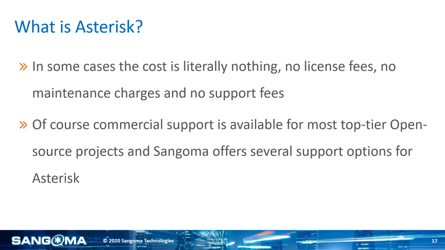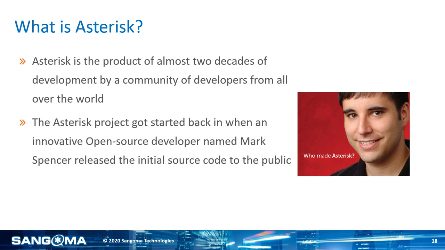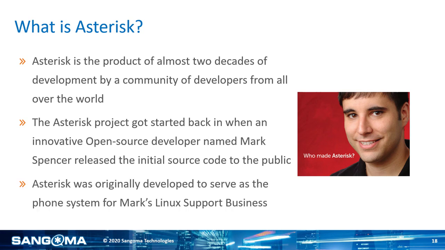Asterisk is the product of almost 2 decades of development by a community of developers from all over the world. The Asterisk project got started when an innovative open source developer named Mark Spencer released the initial source code to the public. Asterisk was originally developed to serve as the phone system for Mark's Linux support business.